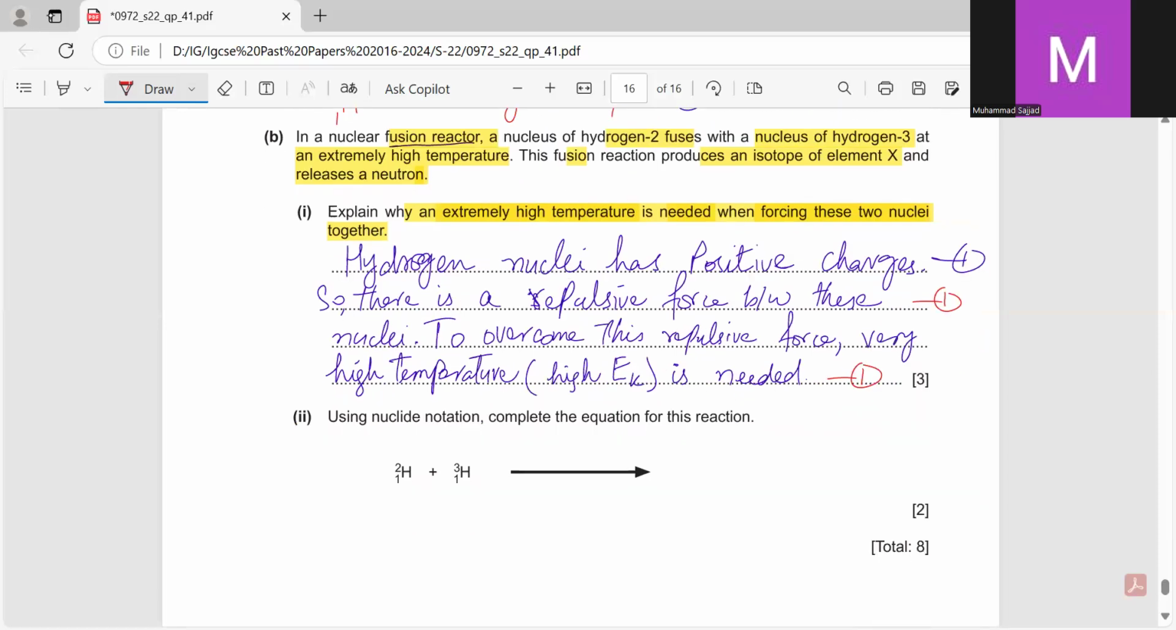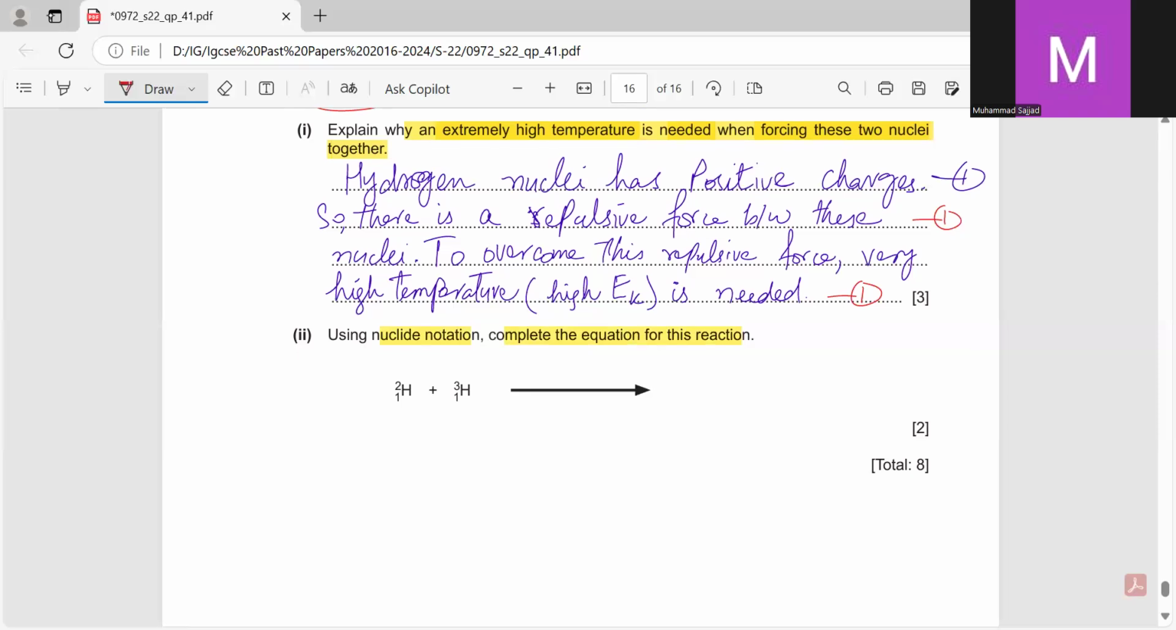Using nuclide notation, complete the equation for this reaction. See, the fusion reaction produces an isotope of element X and a neutron. So I can write here X and also the neutron. The neutron symbol is 0 and 1. So see, 1 plus 1, 2 here, the proton number, and 2 plus 3, 5 is the nucleon number. So it means here it should be 4.